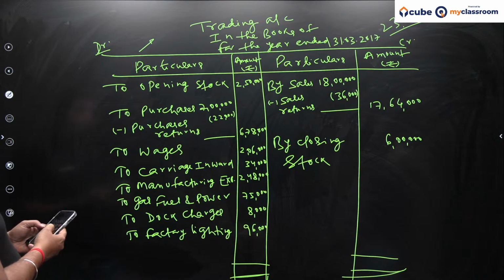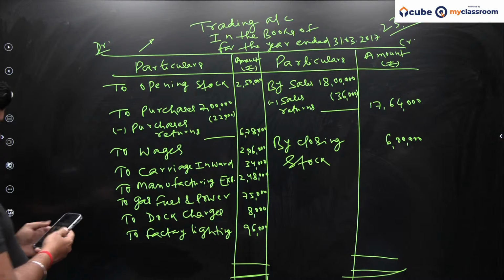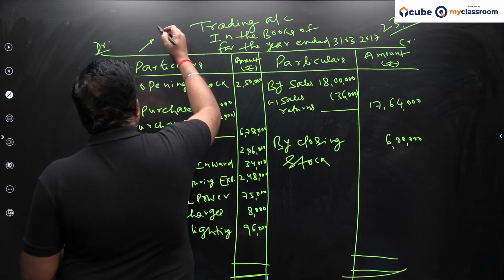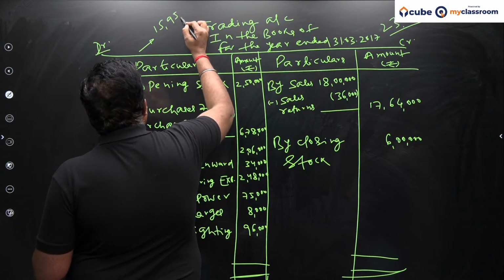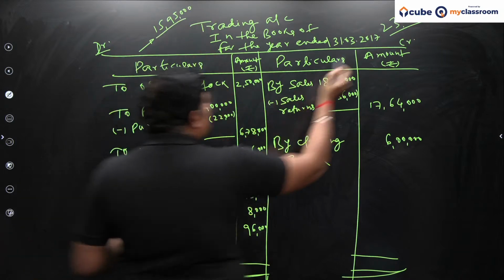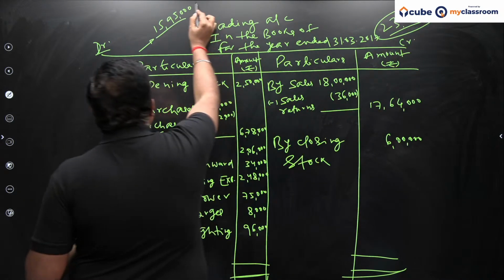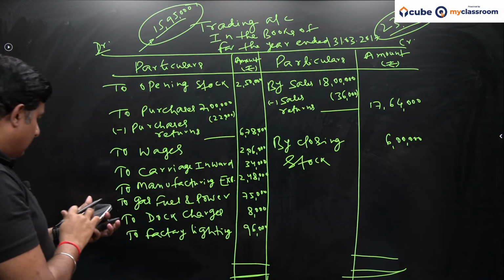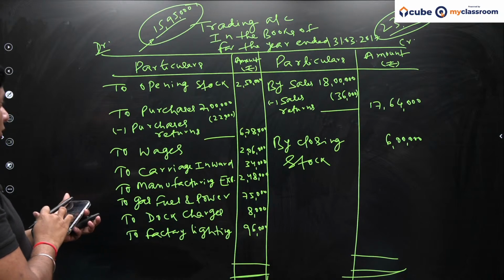2,50,000 plus 6,78,000 plus 2,40,000 plus 2,48,000 plus 83,000 plus 96,000. Okay, so the total of the debit side is 15,95,000. So here you can easily notice that the credit side का total income is greater than the total of your expenses. और इसका जो difference होगा, definitely that difference is your gross profit.